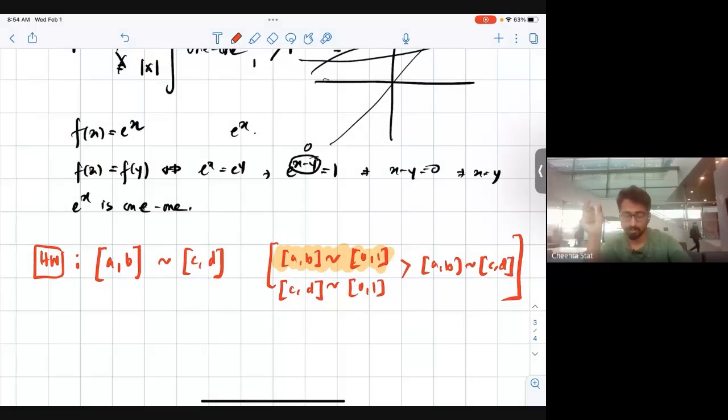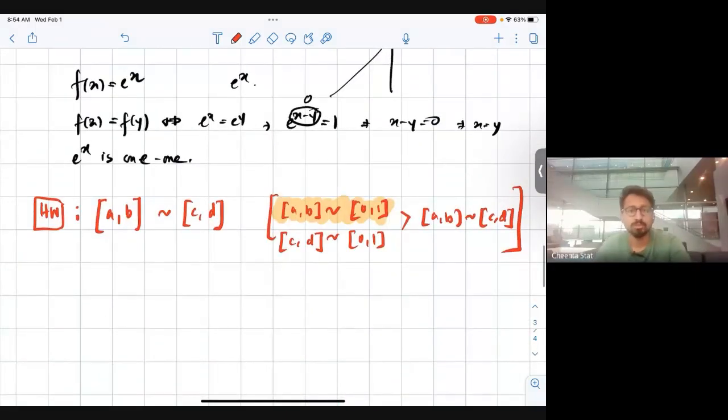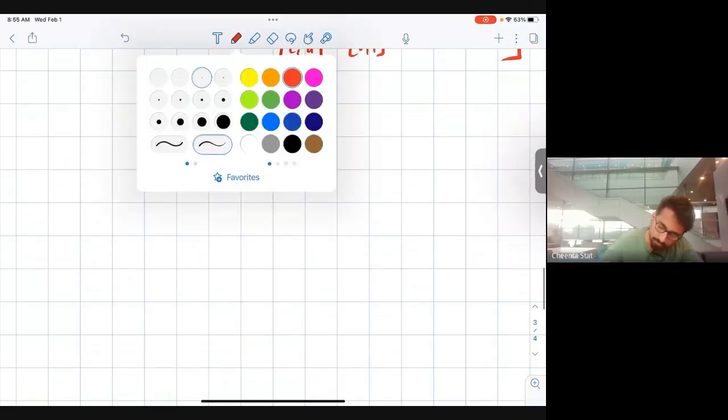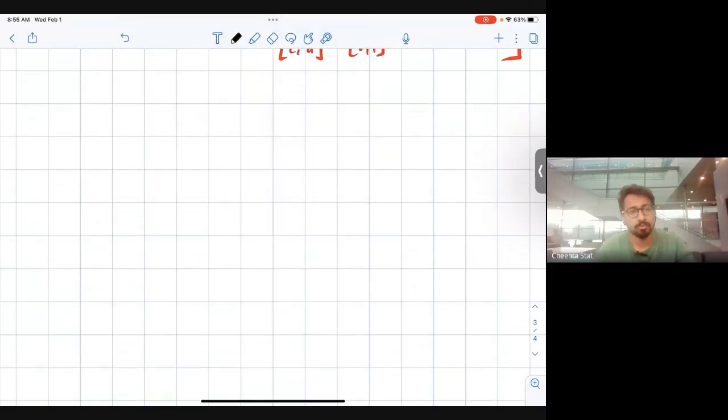Okay, great. So we have done bijection examples. Now coming to countable sets. Okay, everything clear till this point of time? Yes or no?